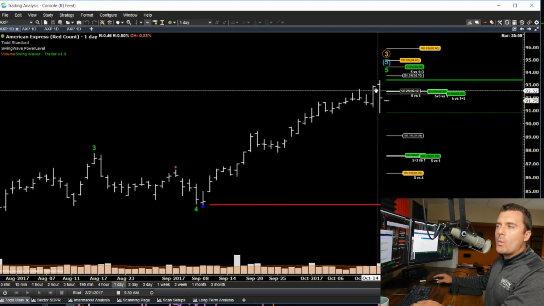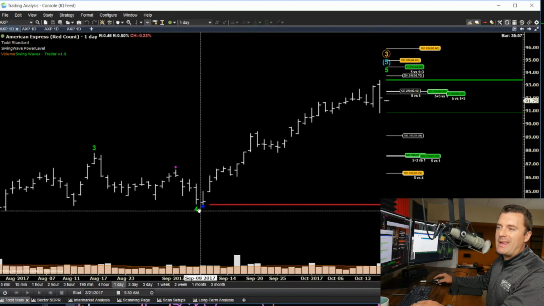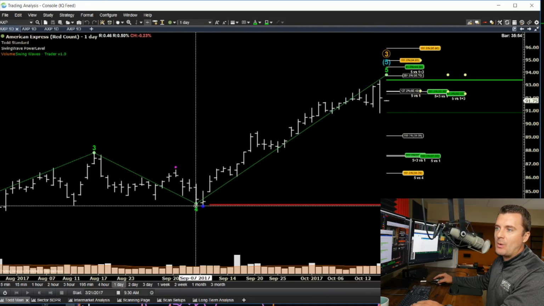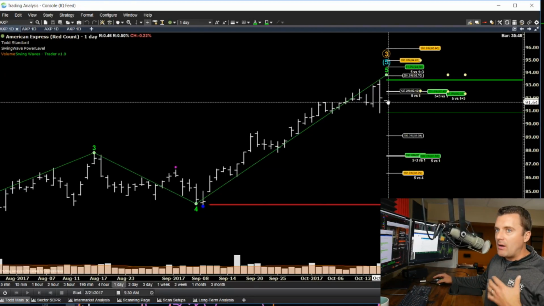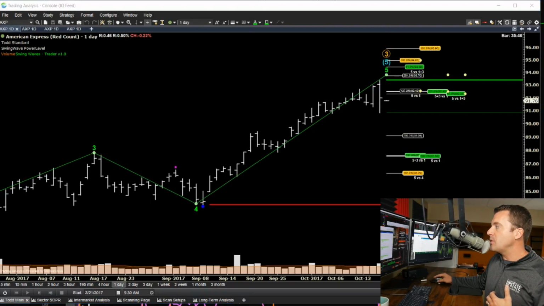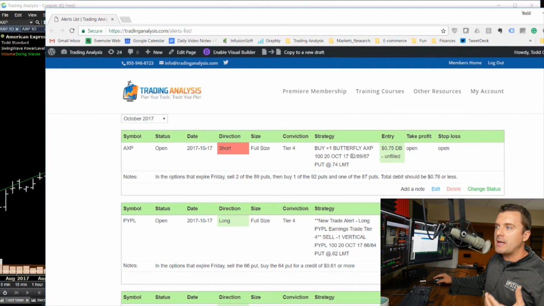And traditionally, your minimum target would be the area of the prior 4th. Okay, so that's all the way down to 83 bucks. That's like $8 lower than where we are now. So I don't think we're going to get all of that around earnings. So the trade we're going to do, as I mentioned, is a 92, 89, 87 put fly. And that trade is going to look like this.